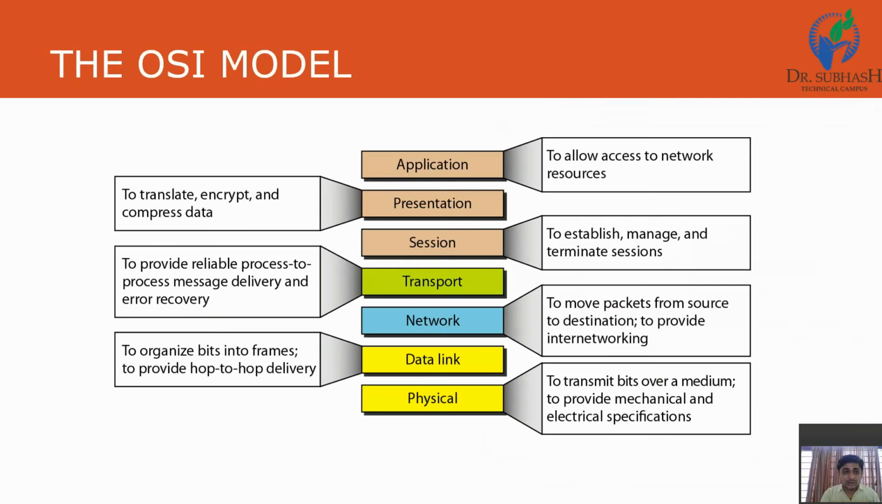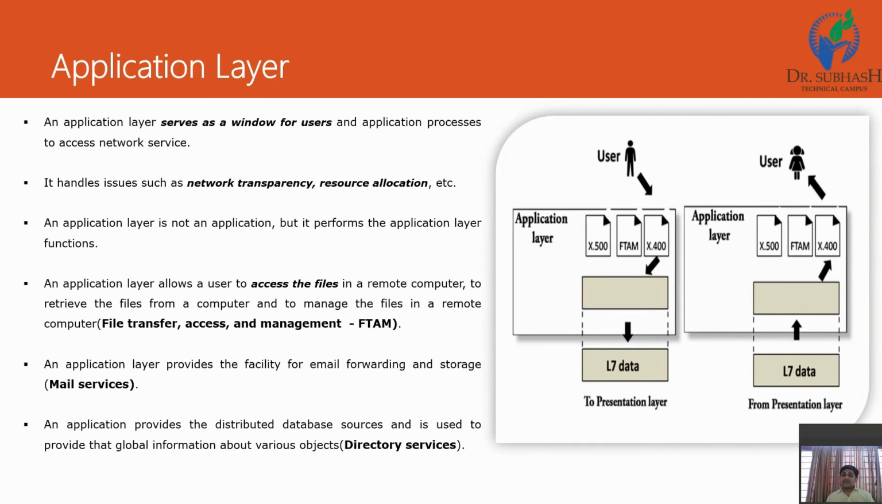And the last one is the application layer. It directly deals with humans. See here, the user comes into the picture, the user at the sender and the receiver. An application layer serves as a window for the user, a window from which the user can transmit the data as well as receive the data. So it may be treated as a window.